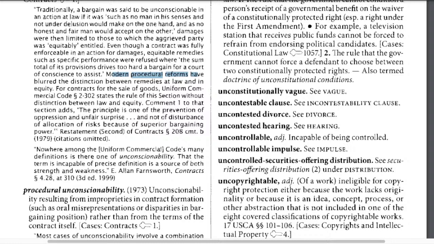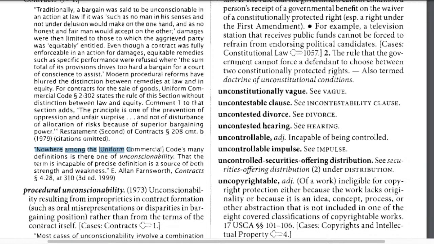Modern procedural reforms have blurred the distinction between remedies at law and in equity. For contracts for the sale of goods, the Uniform Commercial Code states that the rule of this section is without distinction between law and equity. Okay, so comment 1 to that section adds a principle: it is one of the prevention of oppression and unfair surprise. Well, that's good. And not of disturbance of allocation of risks because of superior bargaining power. So it's a restatement of contracts.